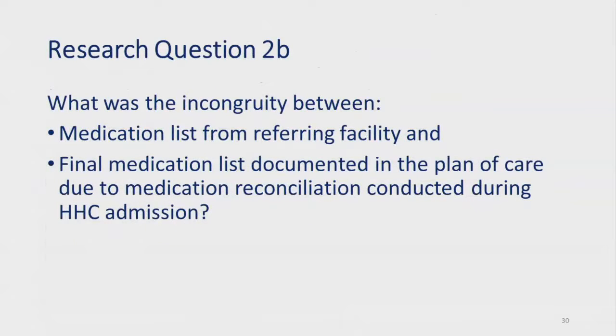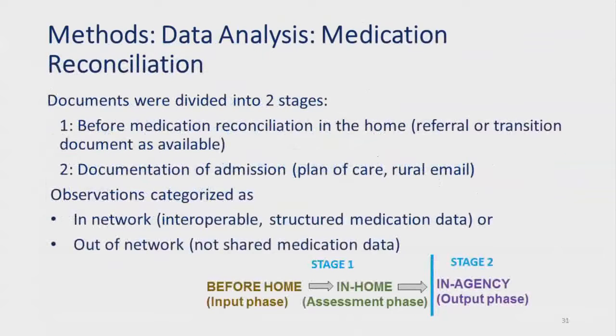So our research question 2B was to look at the incongruity for the medication list. And this was the incongruity between the referring facility and the final medication list. So the phases are a little bit different here. It's stage 1, which is the before home and in-home phases together, and stage 2, which is documenting the plan of care. So a little bit different division of documents. Same documents, and we also, as part of our analysis, categorized the observations as to whether they were in network for medication list or they were out of network in that the medication list was not shared.